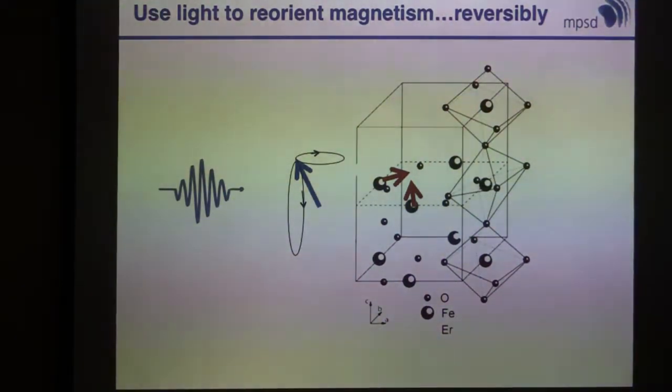between the two. Okay? Of course, now a light field of the type I told you before doesn't work, because a light field only breaks inversion symmetry and doesn't break time reversal symmetry. So a straight linearly polarized light field won't cut it. So then we thought about this a little bit, and this is what we came up with.